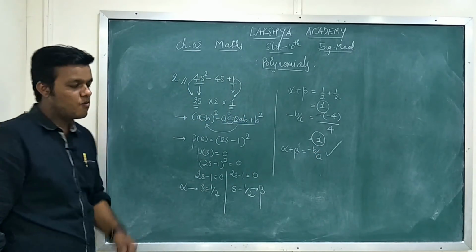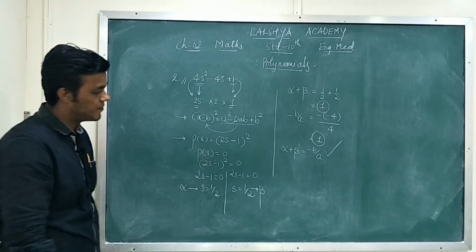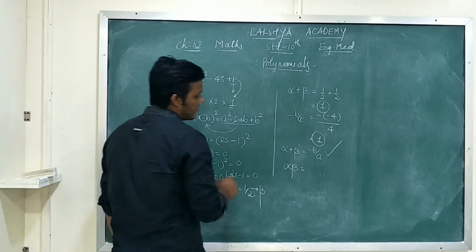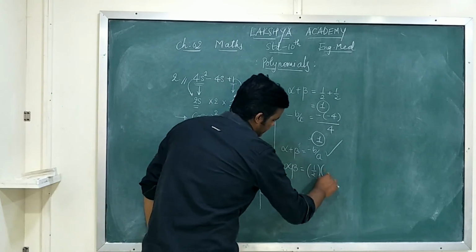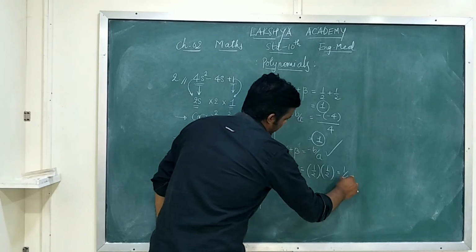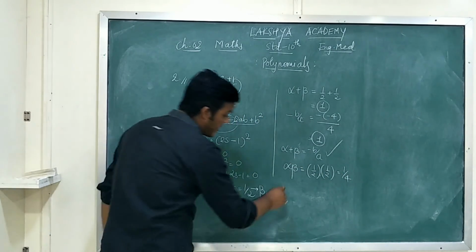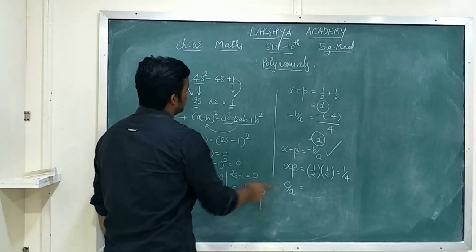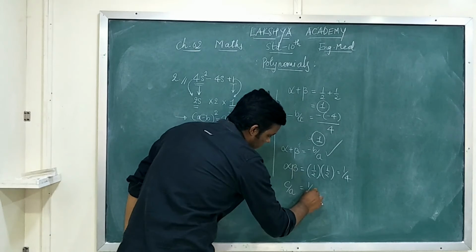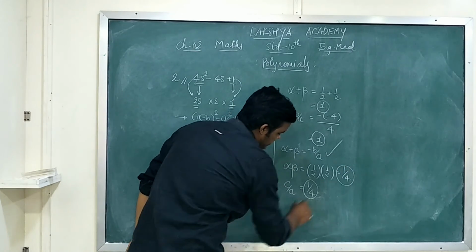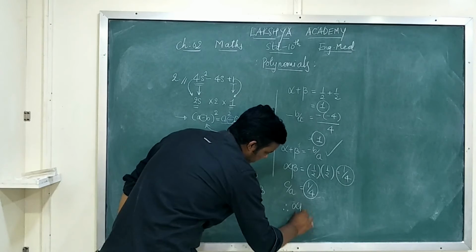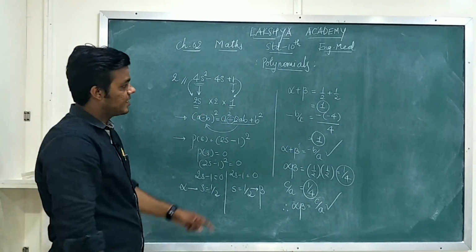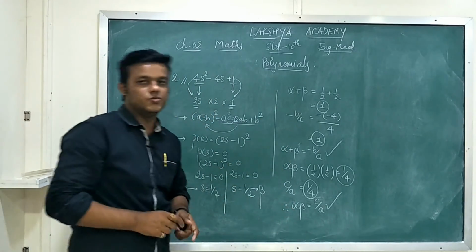Now moving towards the other relationship, which is alpha into beta equals c by a. First of all, alpha into beta, which is 1/2 into 1/2, is 1 by 4. And c by a: what is c? c is 1, and what is a? It's 4. So 1 by 4. You can see that both the answers are the same, so I can write alpha into beta equals c by a is also right. Both the relationships are true.